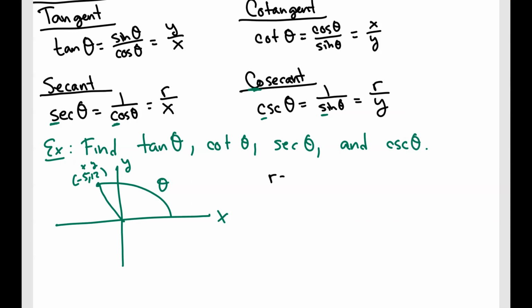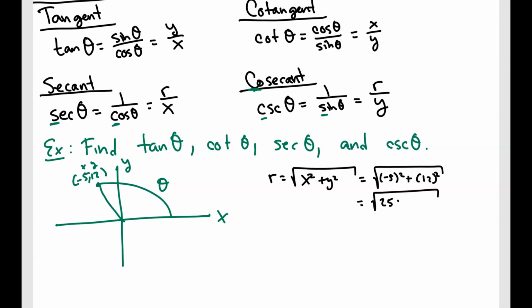Remember, r is equal to the square root of x squared plus y squared. So x squared in this case is (-5) squared, and y squared is 12 squared. This gives me the square root of 25 plus 144, which is the square root of 169, which gives me 13. So that's what r equals. Now all we have to do is plug them all in.